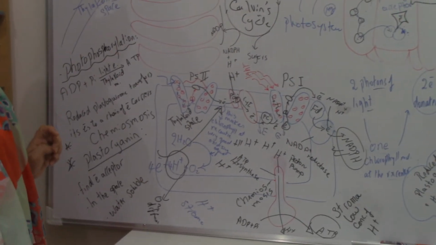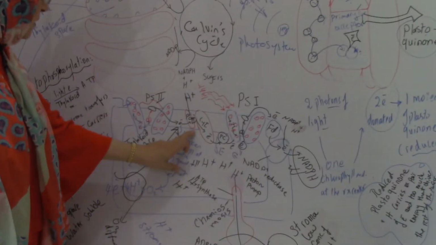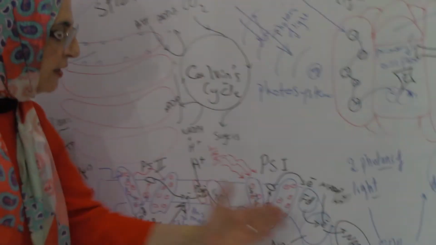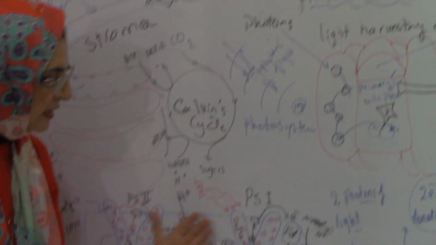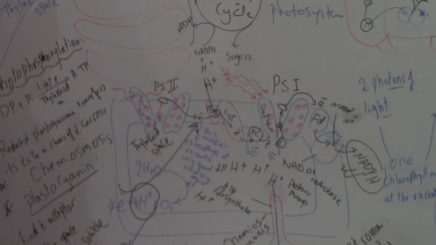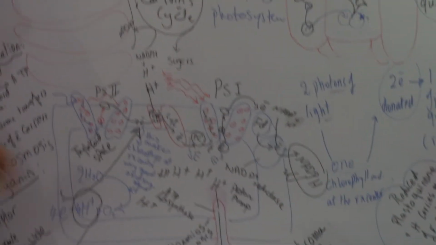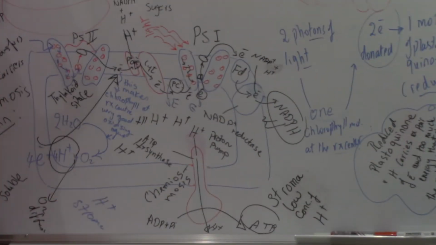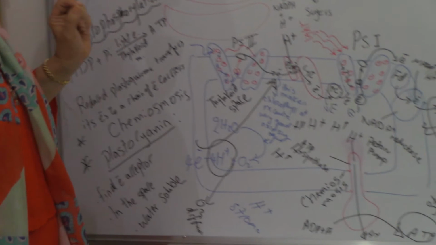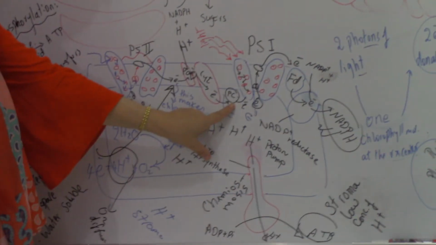Secondly, we said the reduced plastoquinone here produces the plastoquinone, which is the one which transfers its electron to the group of electron carriers, driving the rest of the process or the release of energy here. Thirdly, chemiosmosis, which is how the ATP synthase works to produce ATP. Look at this molecule here. This molecule, we call it plastocyanin.